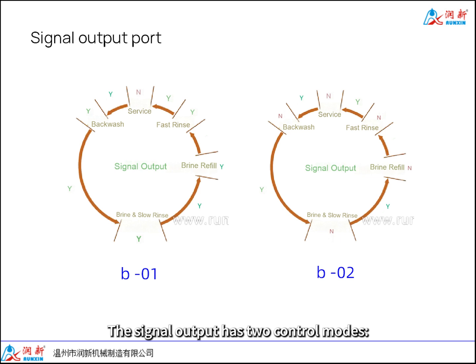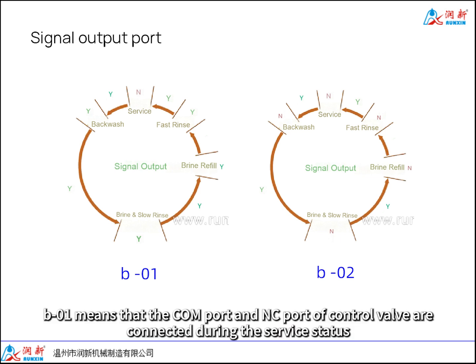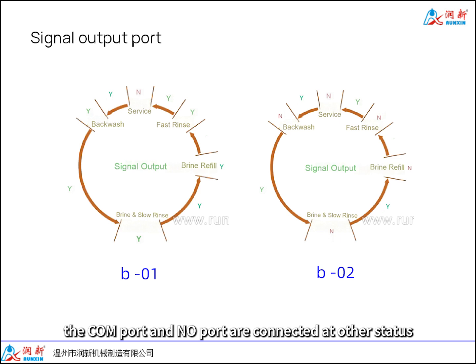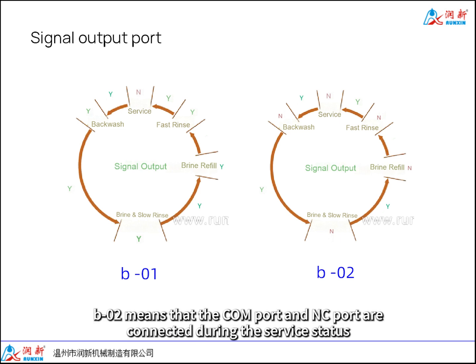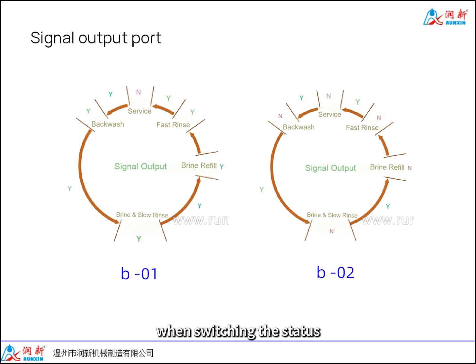The signal output has two control modes, B01 and B02. B01 means that the common port and normally closed port of control valve are connected during the service status, the common port and normally open port are connected at other status. B02 means that the common and normally closed port are connected during the service status. When switching the status, the common port and normally open port are connected.